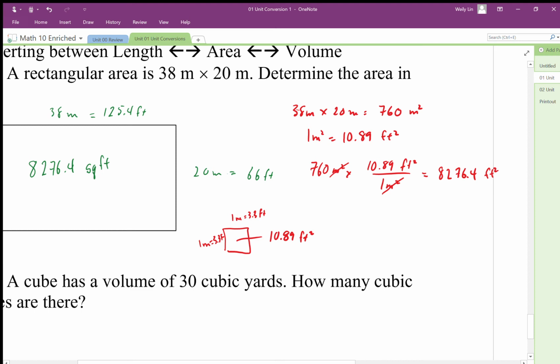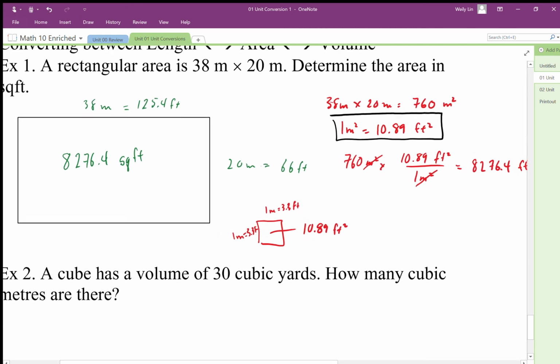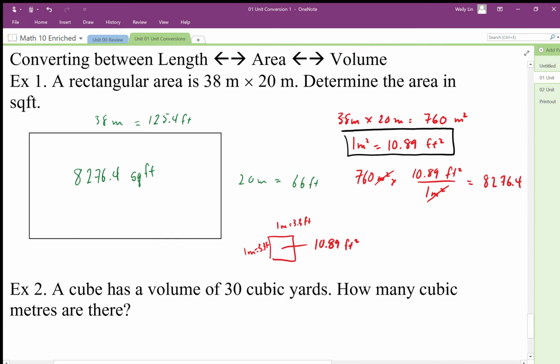So sometimes it's more convenient to just convert the linear lengths to feet first using our conversion factor, but sometimes it's easier to work out the area conversion factor and then use that conversion factor to solve the problem. Okay, so there are two different ways to do it. There's no one way to do it, in that sometimes it's easier to do it one way versus the other.